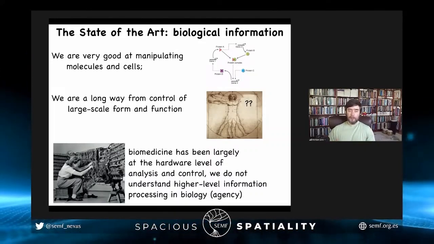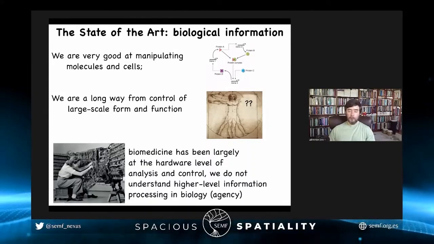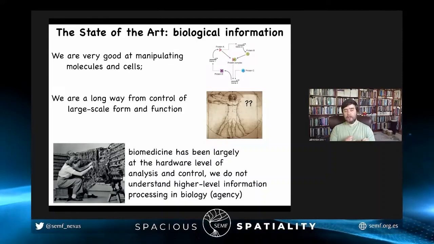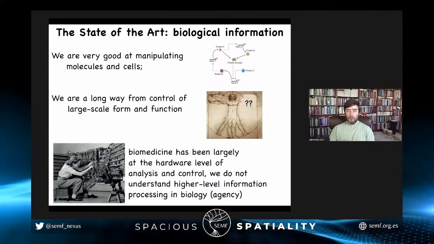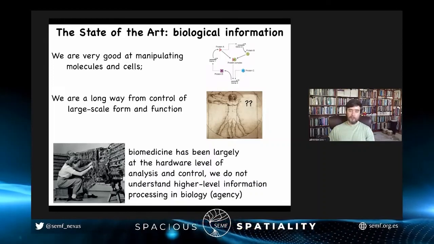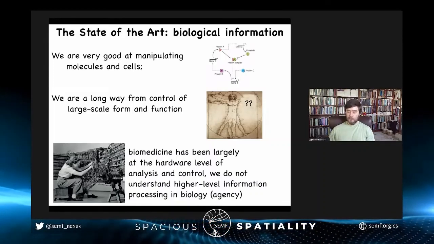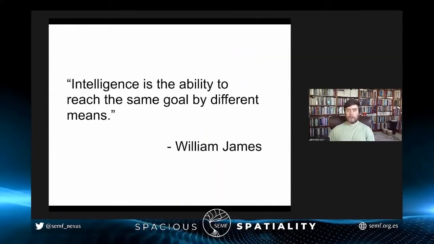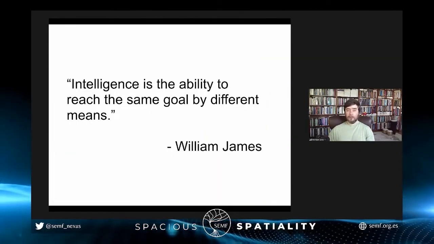But of course, modern molecular medicine is all about the hardware. We're all very excited about genomic editing and protein pathways and single molecule approaches. And so I think the reason that we are still roughly where computer science was in the 50s is because we've been neglecting one important aspect, and that is multi-scale intelligence in biology.